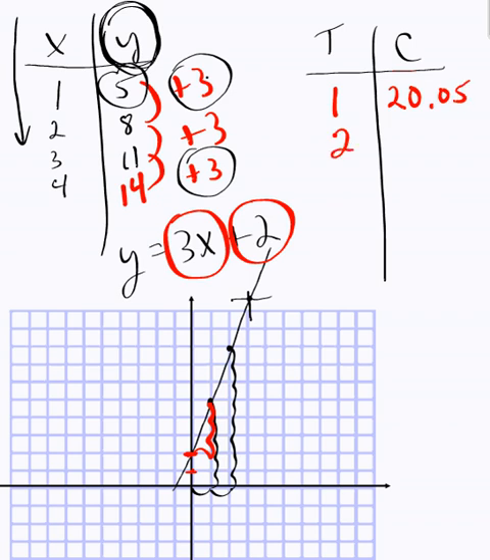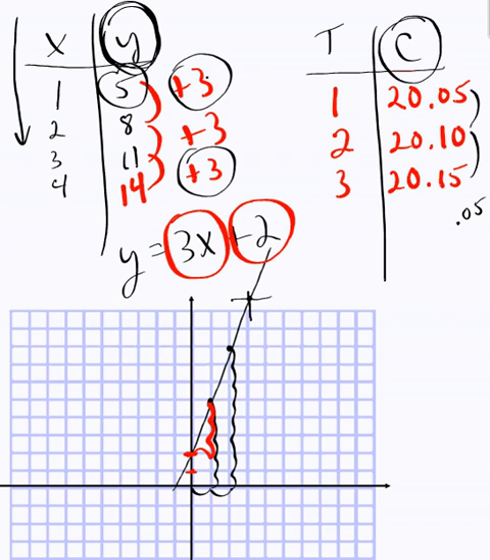The second minute you talk on the phone would be still your $20 plus another 5 cents, which would give it a total of $20.10. And for the third minute that you speak, it would be $20 plus another 5 cents. So using this, we can see that we have a jump of 0.05 every time we speak. So again, we'll use this information.